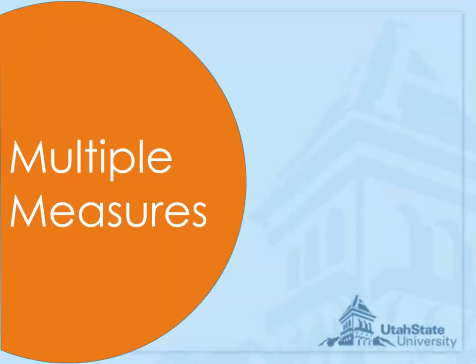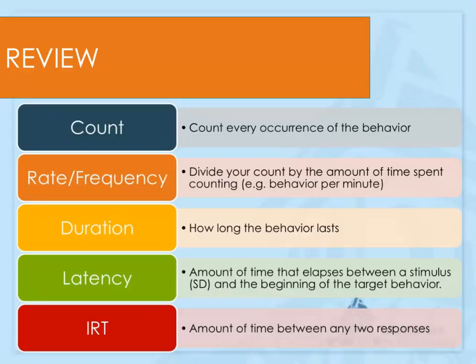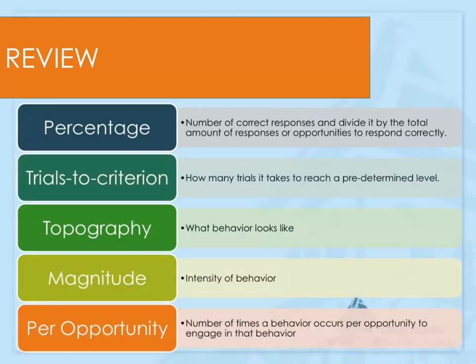Now that we've gone through so many ways to measure behavior, it should be noted that you will often use multiple ways to measure the same behavior. The objective with measuring behavior is to provide as clear a picture as possible. So, in order to accurately capture a certain behavior, you may need to employ multiple techniques. Now we will provide a brief review of each of the measures we have discussed. If you are feeling at all uncomfortable with any of these measures, please review the previous slides.